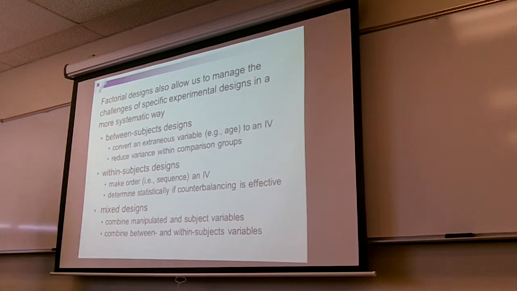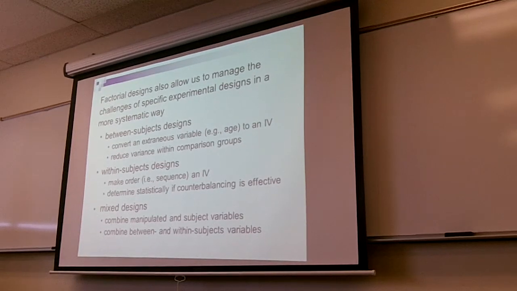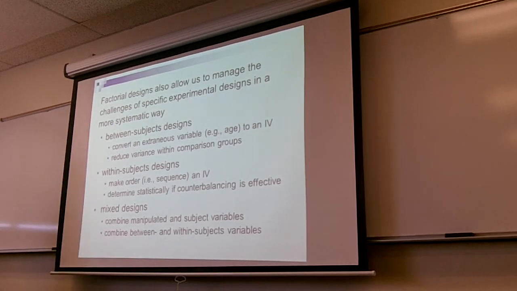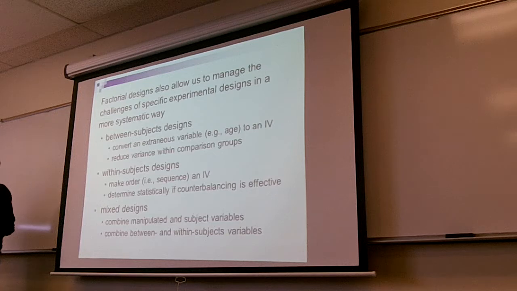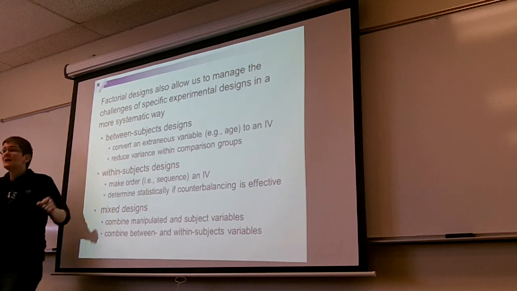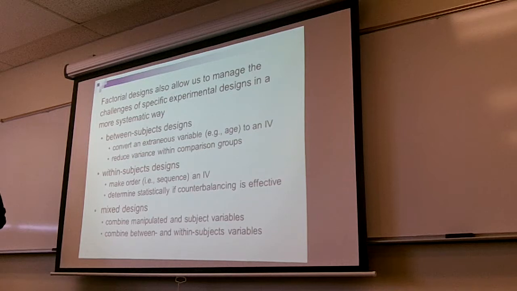Now, they let us manage the challenges of experimental design in some interesting ways. Remember, the number one challenge of a between subjects design is creating groups that are similar enough to compare. Managing individual differences, because the different groups we're comparing are made up of different subjects. Well, if we can use more than one independent variable in an experiment, then we might be able to take something that was an extraneous variable before, like age, and turn it into an IV and study it too.